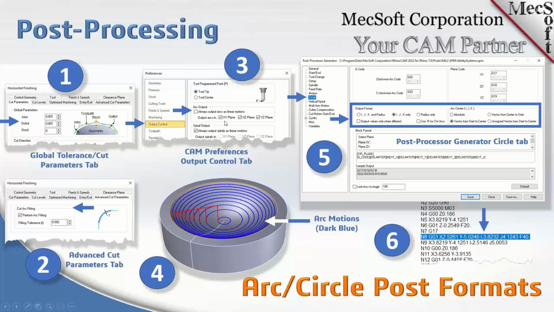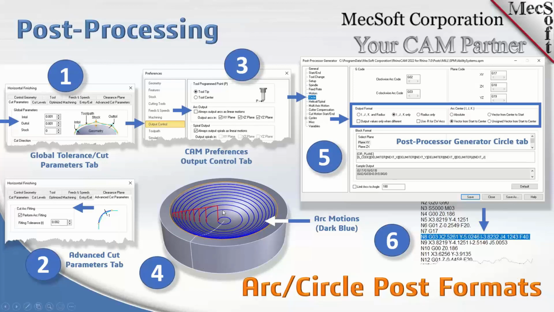So if you have problems and you see on your controller that you have an error at a plane code, which is a G17, 18, or 19, I believe, if you see an error at one of those codes, that refers to the plane that the arc is being posted on. So you might want to double check these options here.